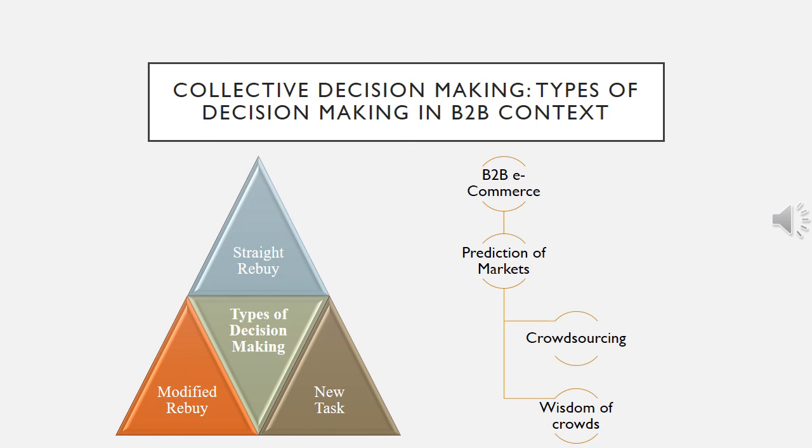Under B2B e-commerce, there are several things that need to be considered. First, the prediction market. Prediction making is one of the hottest trends in organizational decision-making techniques. This approach asserts that a group of people with knowledge about an industry are collectively better predictors of the future than any of them as individuals.